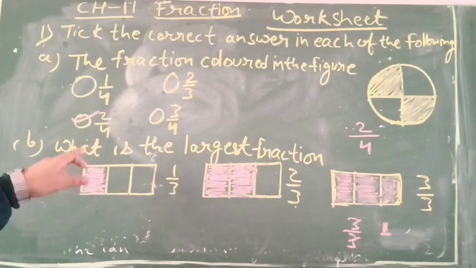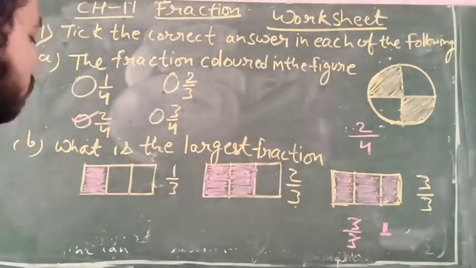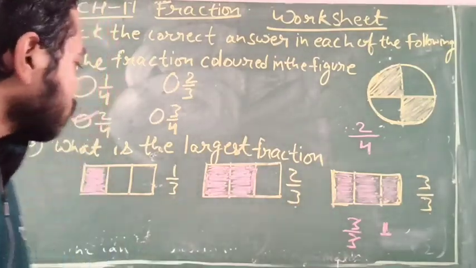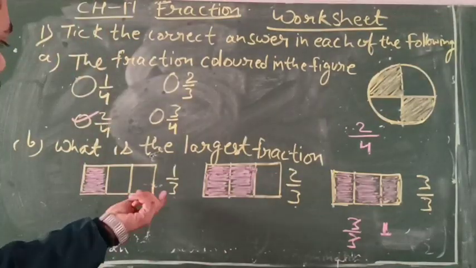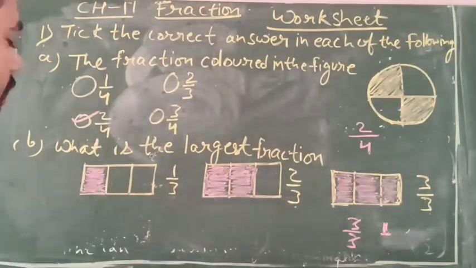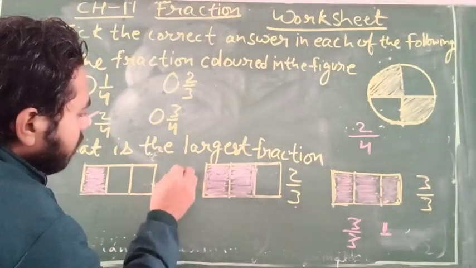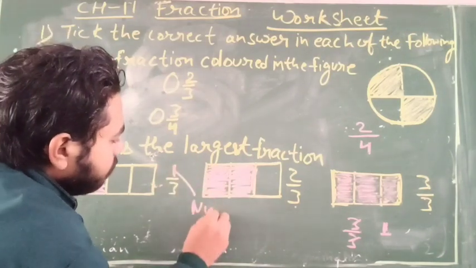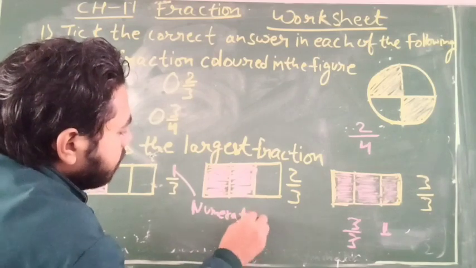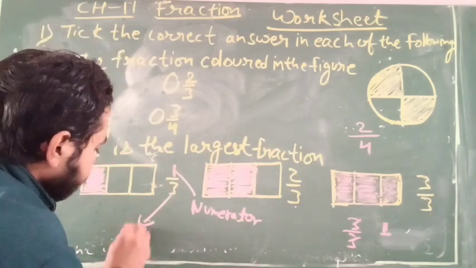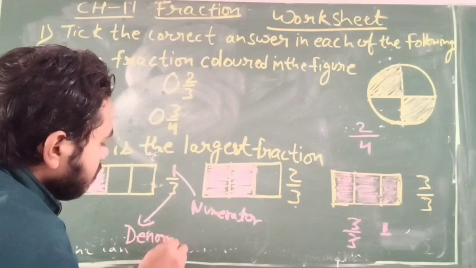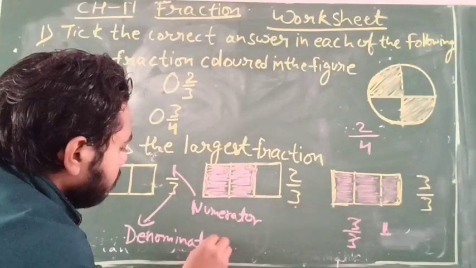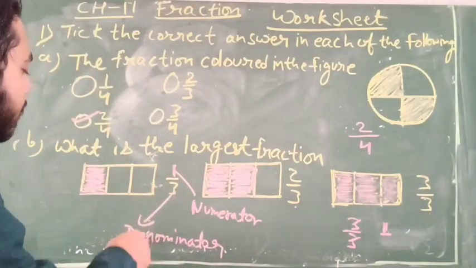So here, what is the largest fraction? You have to think which is the largest fraction. So take the first fraction, 1 by 3. 1 by 3 means here the numerator is 1 and the denominator is 3.